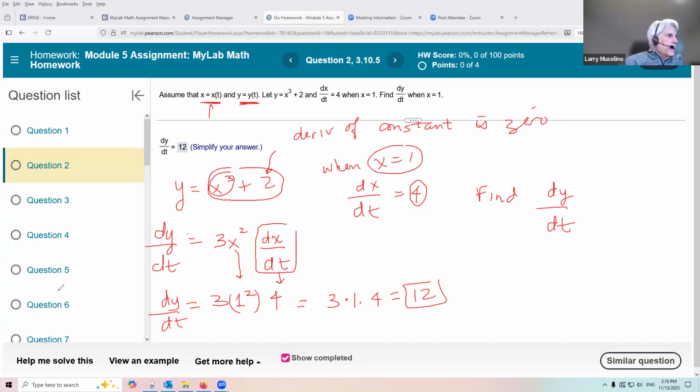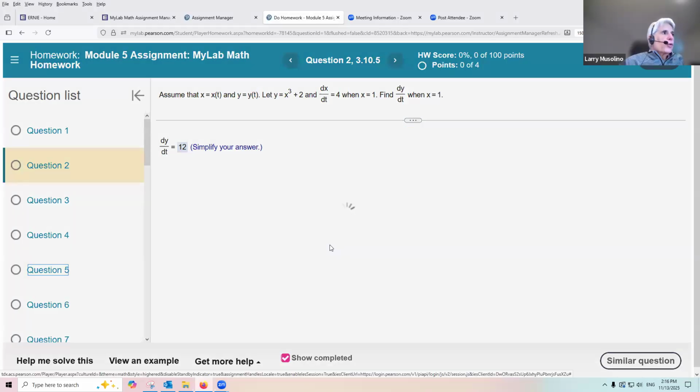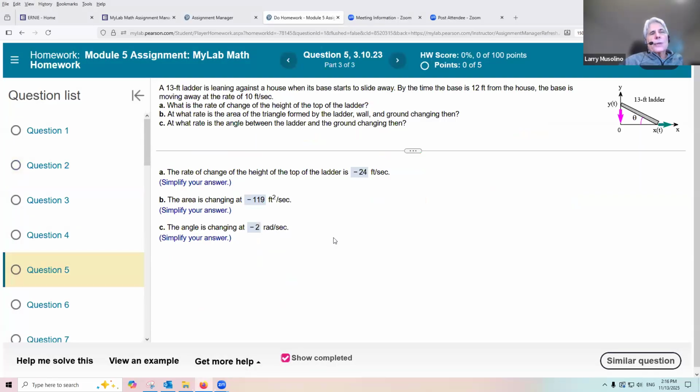All right, let's do another example here. I want to do an example related to what's called related rates. And related rates are when two quantities are changing in regards to each other. Let me give you a couple of examples of related rates.